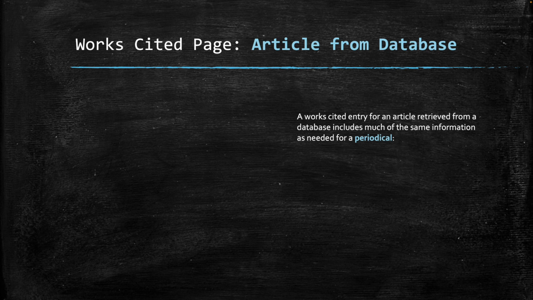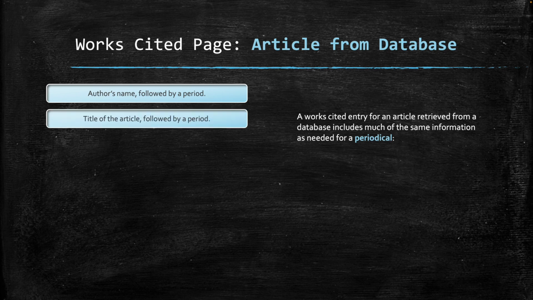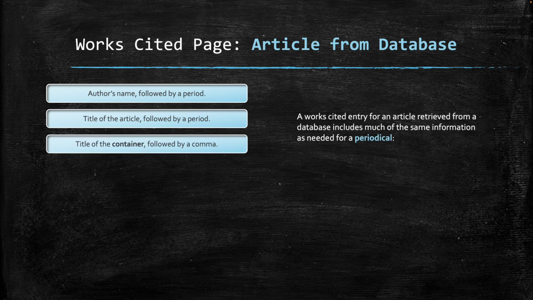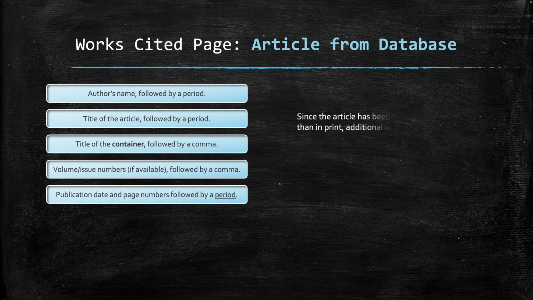So we're going to just review quickly what goes into a periodical: the author's name, the title of the article, remember, goes inside quotation marks followed by a period, the title of the container, that would be the title of the periodical followed by a comma, the volume and issue numbers followed by a comma, and then the publication date and page numbers followed by a period.